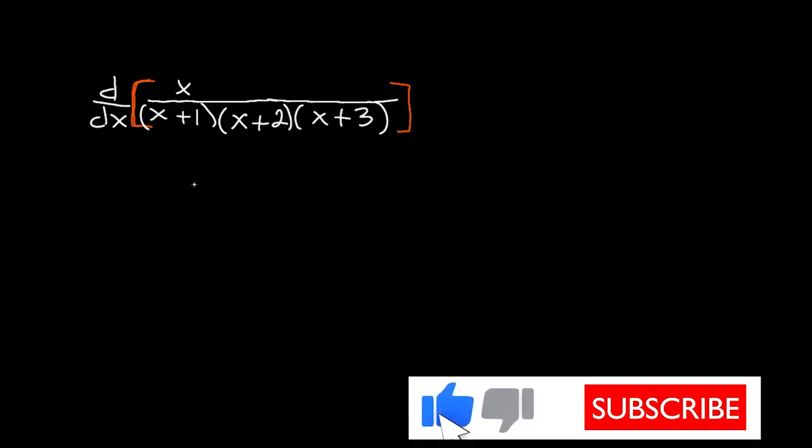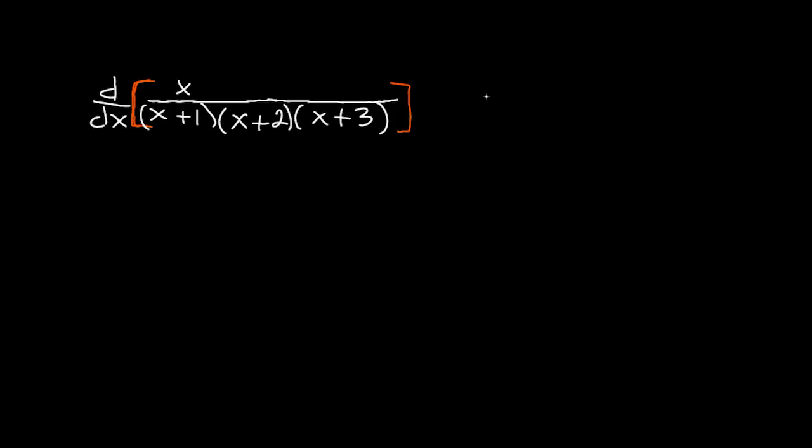So what we're going to do: the formula for quotient rule, when you have a fraction, then we use the quotient rule. The formula for quotient rule is equal to v times du/dx, minus u times dv/dx, over v squared. So that's the formula for quotient rule.